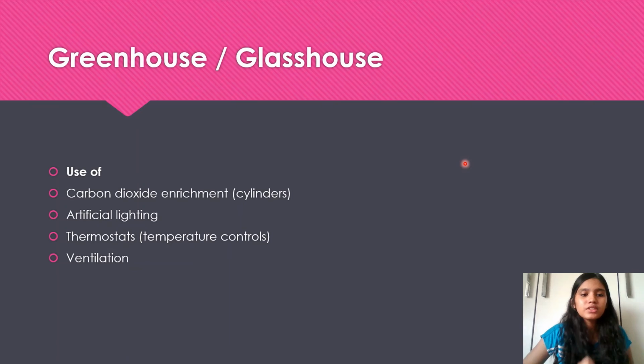Okay. Now this is using greenhouses and glasshouses. In greenhouses, you have the use of carbon dioxide enrichment, which is brought about by carbon dioxide cylinders, artificial lighting, that is all your white LEDs and lamps, that increase the rate of photosynthesis because light is a limiting factor. Then you have thermostats or temperature controls that regulate the temperature, and then you have ventilation, which regulates the movement of air in the glasshouse. Okay, so gases move in and out of the leaf, so it just regulates the air, the wind movements in the glasshouse. You should be able to state all four. It's come before for a 4-mark question.